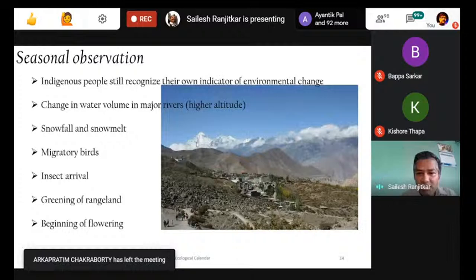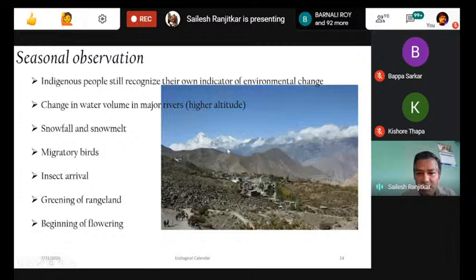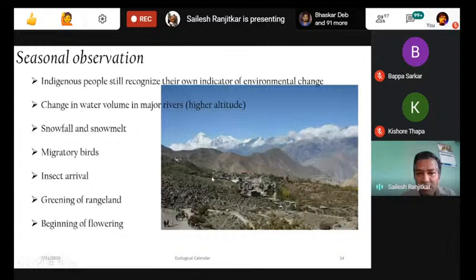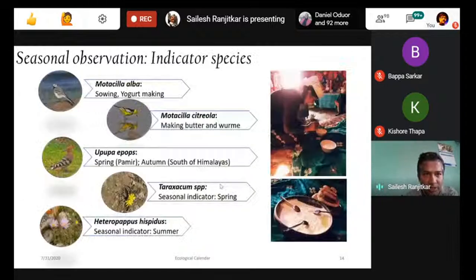If you see this picture, you can see a snow-capped mountain, where the snow change can be clearly visible. In these pasture lands, the greening or the graying could be clearly visible. Similarly, in other adjoining areas, beginning after flowering could be clearly visible. Even a migratory bird arriving or an insect arrival could be very easily notable. So the local people, traditional people, indigenous people, have this kind of knowledge preserved in their pocket. So that is very important.